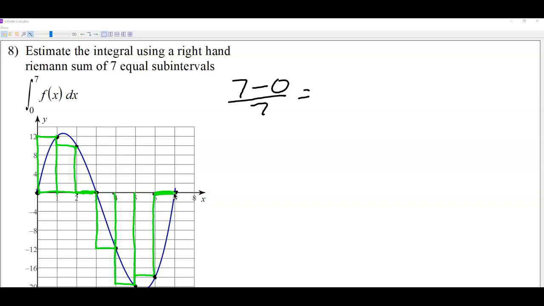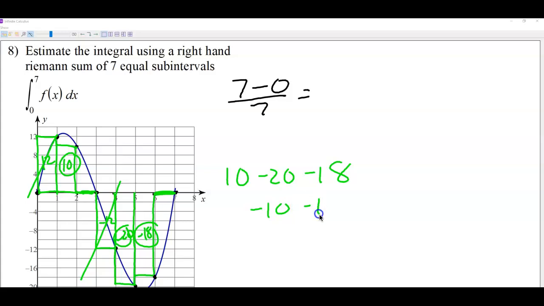And so now we get to figure out what are all the areas. So this one's 12. This one's 10. This one looks like it's negative 12. So I'm just going to cancel those out. They're going to be opposites of each other. The next one down here would be negative 20. And the next one would be negative 18. So I have 10, negative 20, and negative 18. So the right-hand Riemann sum with 7 subintervals would give me negative 28.